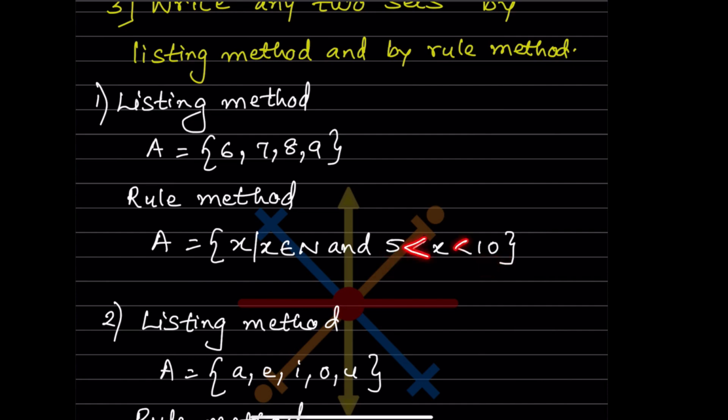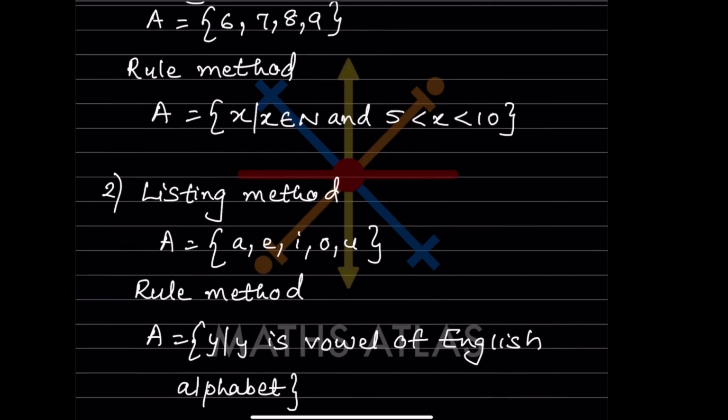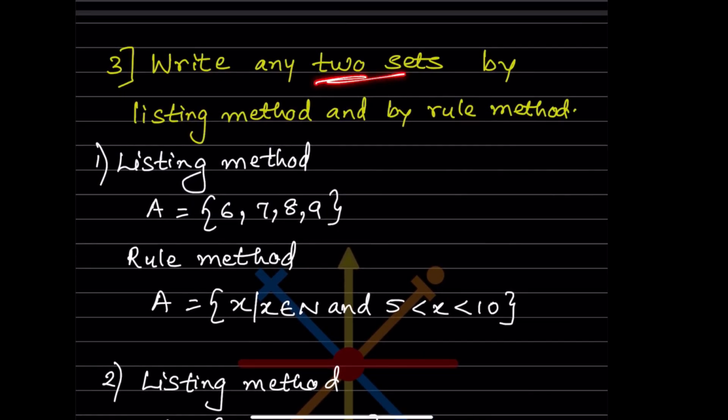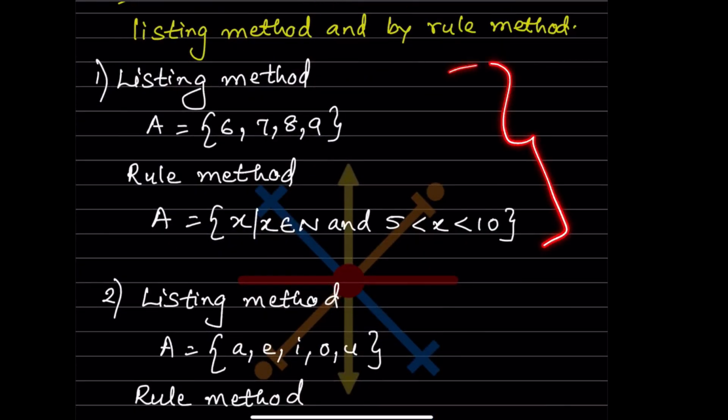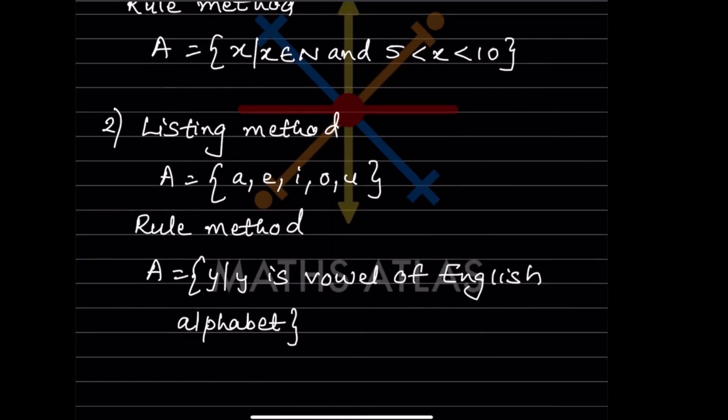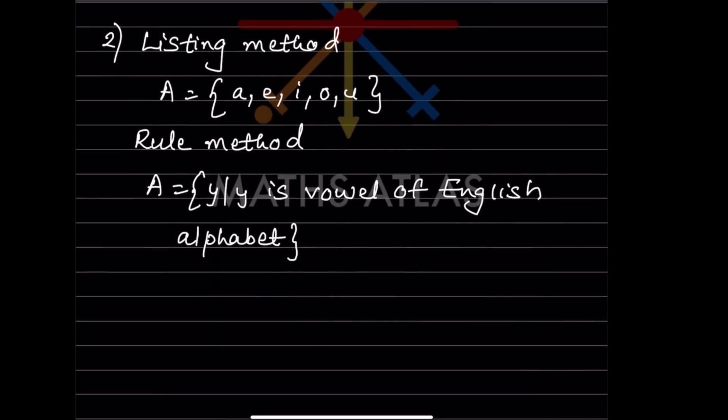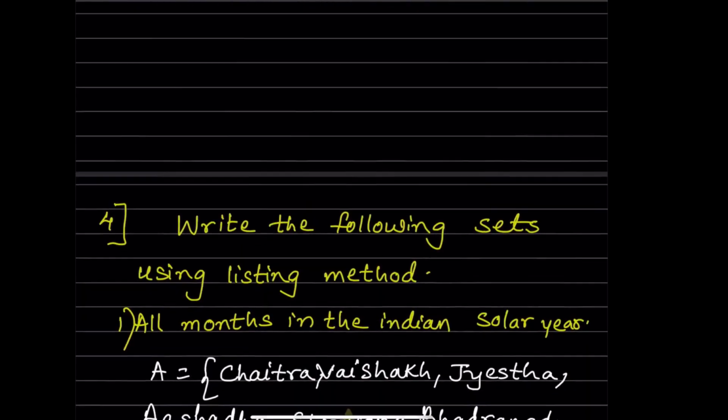So what does this sign mean? Now the next one, because they asked for two sets. So this is the first set. And again the second one, suppose we write A, E, I, O, U. Do you know what this A, E, I, O, U is? These are the vowels. So if you write with the listing method, it should be like this. And if you write the rule method, you can write x or y, is a vowel of the English alphabet. So now this is clear to you, the rule and the listing method.